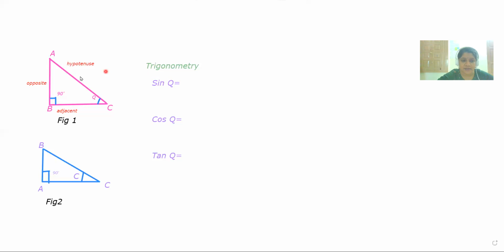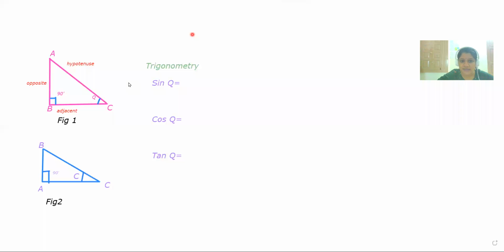Take, for example, a right angle triangle, say triangle ABC as shown in the figure on the left hand side. You can see that it is a right angle triangle where B is 90 degrees. The side just opposite to 90 degrees, which is the largest side of the triangle, is called the hypotenuse. And we have the two other sides, AB and BC. If we take angle C as theta, then the side opposite to theta is AB. The side opposite to theta we call the opposite side, and the side just beside C is called the adjacent side. These are very important to know the basic ratios of trigonometry.